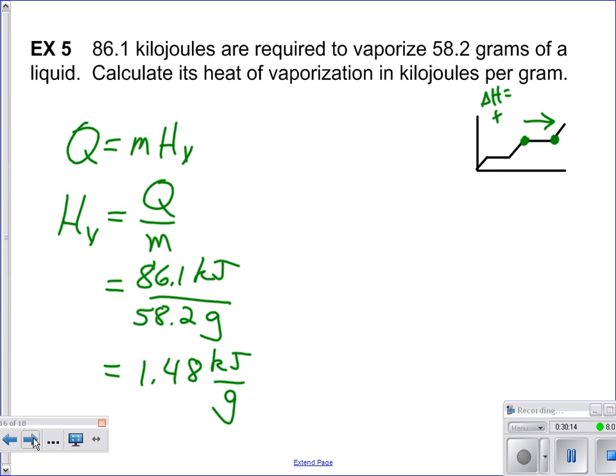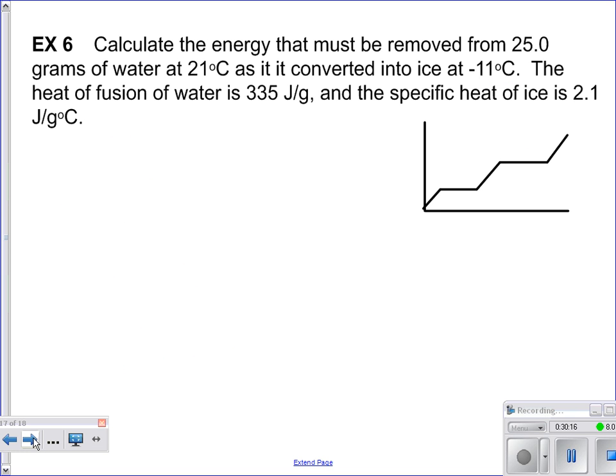Okay, we have done the simple little one-steppers. Now we get to my favorite problem, and we read through here. This is the last one also. And it says, calculate the energy that must be removed from 25 grams of water at 21 degrees Celsius as it is converted into ice at negative 11 degrees Celsius. So not only do we have a temperature change in there, we also have a phase change in there. Doesn't sound like we can do this in one step.